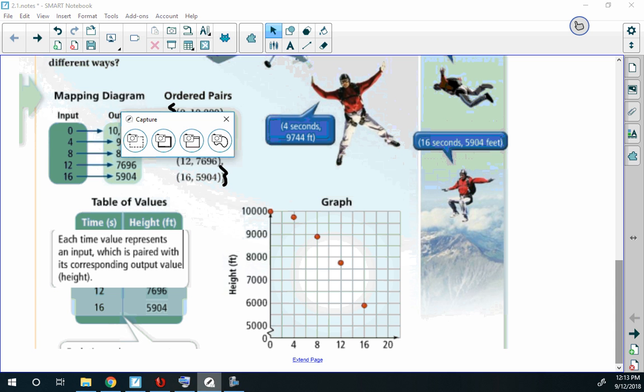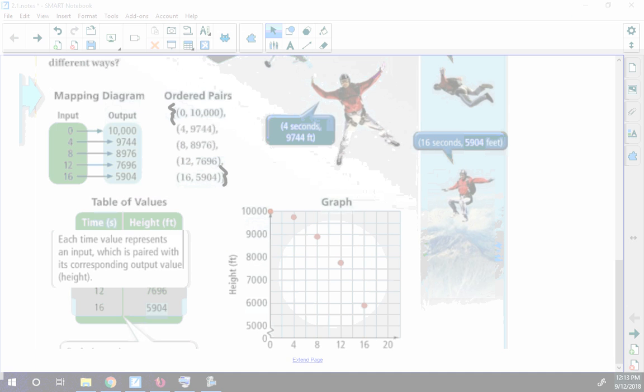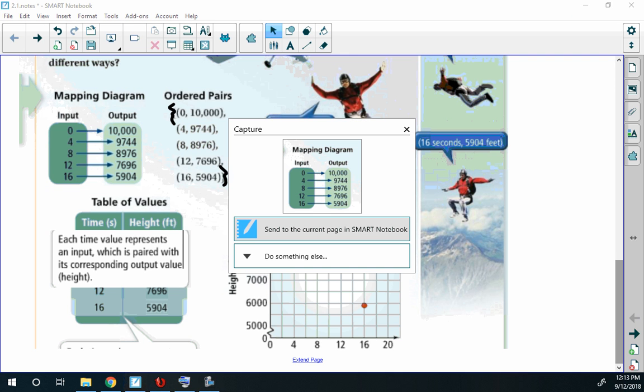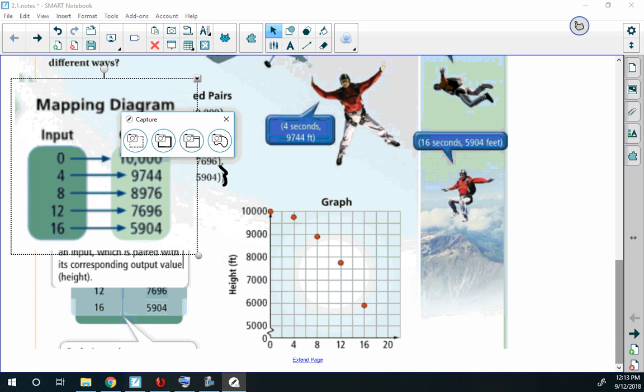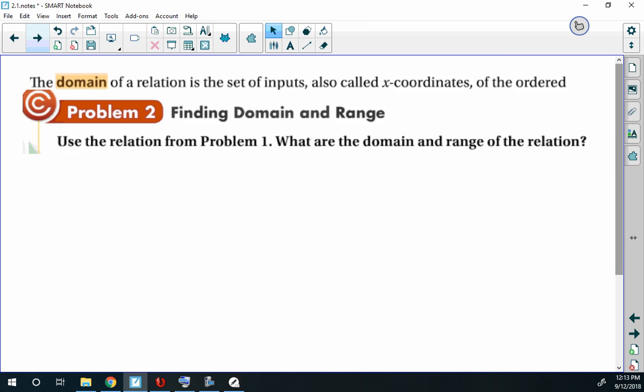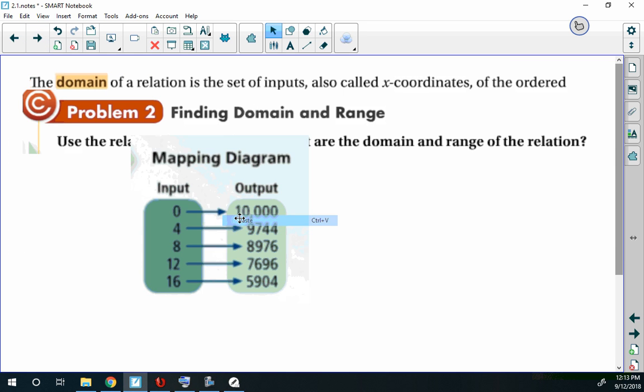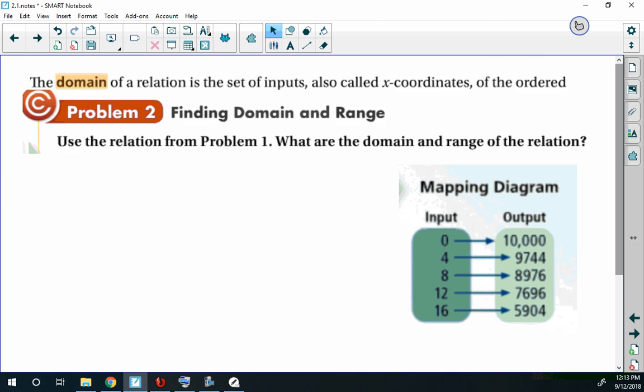So what do we want? Do we want to grab the map or the ordered pairs or the table of values or the graph? What do you want? The table of values has got something in the way. I can't move that. The map. Okay, so we'll grab this from the map. And I want to send it to the current page, and I'm just going to go ahead and cut it out of there. Then we'll paste it over here. So they're asking us, okay, what's the domain? I'll abbreviate domain with a capital D like that. That means what's the domain? This is the domain. It's the following things. Anybody know what it is?